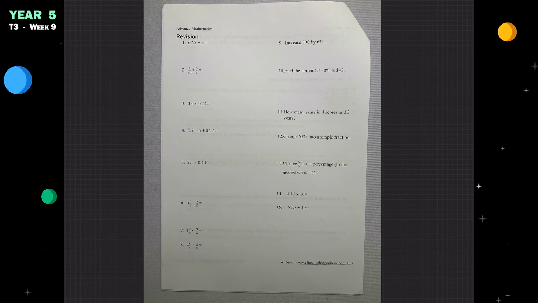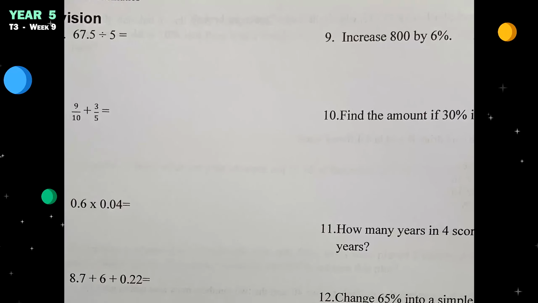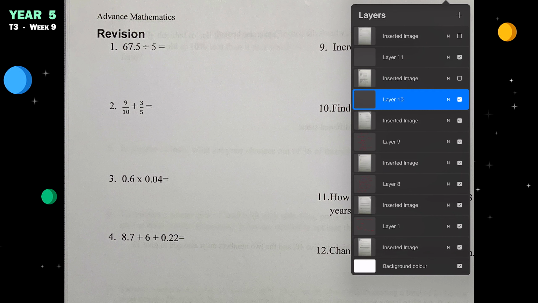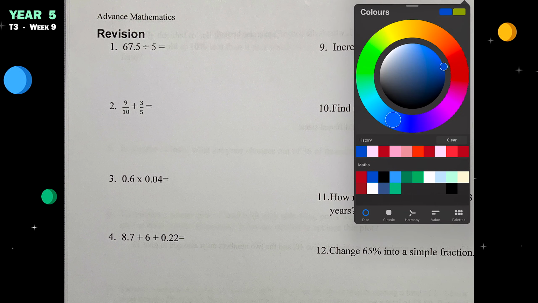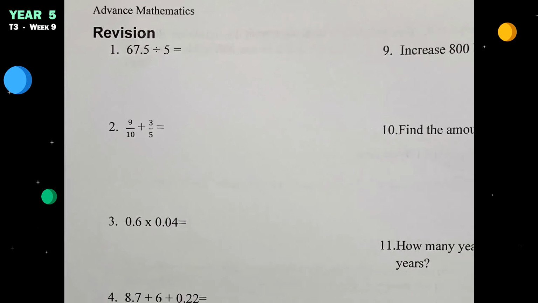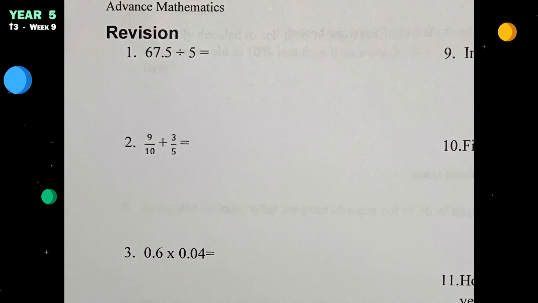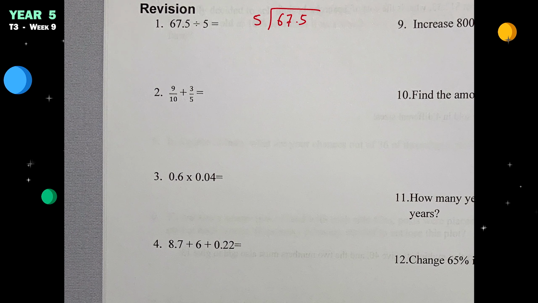Alright, this is a revision. We do this every... Okay. These questions are most likely going to be in the test. So, hope you know how to do this by now. 67.5, you divide it by 5. You should get about 13 point something, or around 12 or 13. So make sure the answer's around there. You should know how to do that.